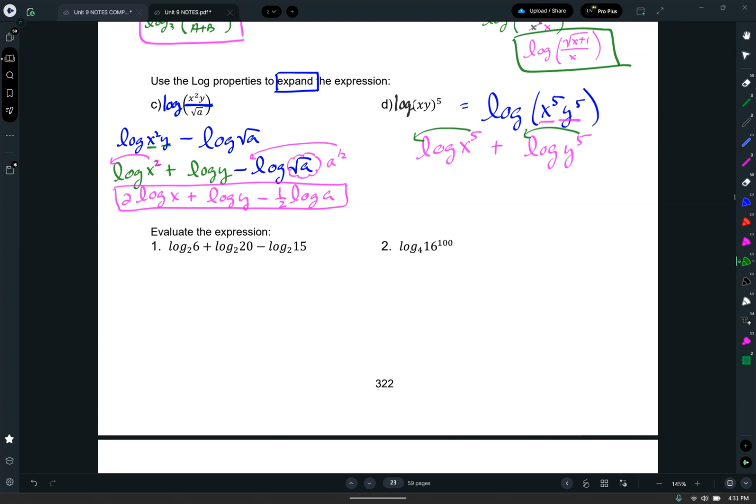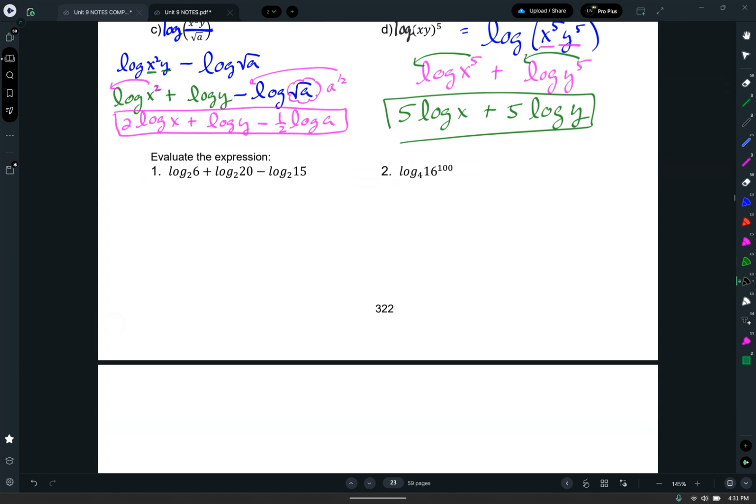So this is going to turn into 5 log of x plus 5 log of y. And so that's as expanded as I can get it. Okay, now finally, we have a third kind of directions. Notice these directions, it doesn't say condense, it doesn't say expand, it says evaluate, okay? Evaluate means you're going to get a specific numeric answer, like the whole thing might equal 5, or the whole thing might equal 2, okay?